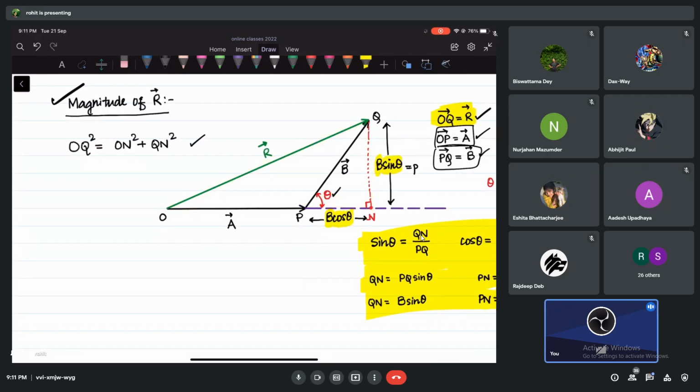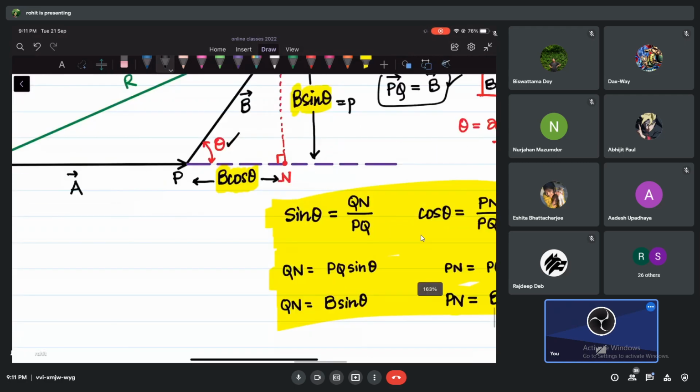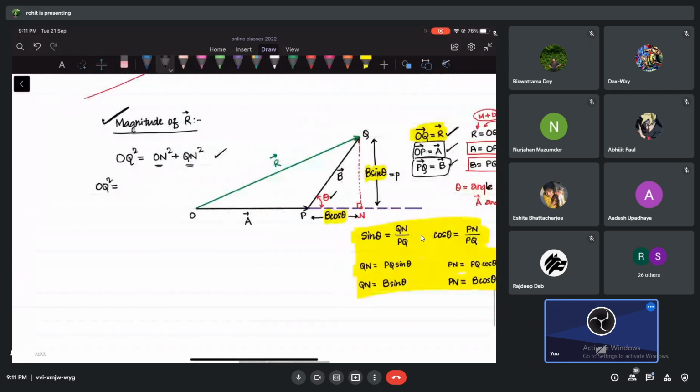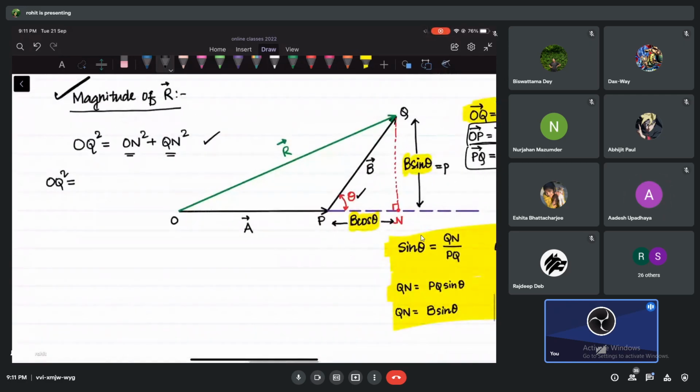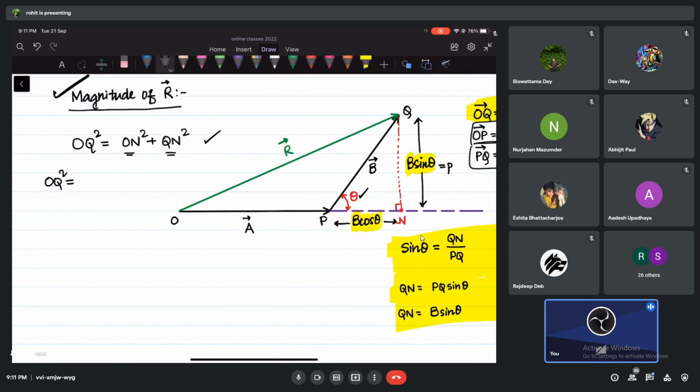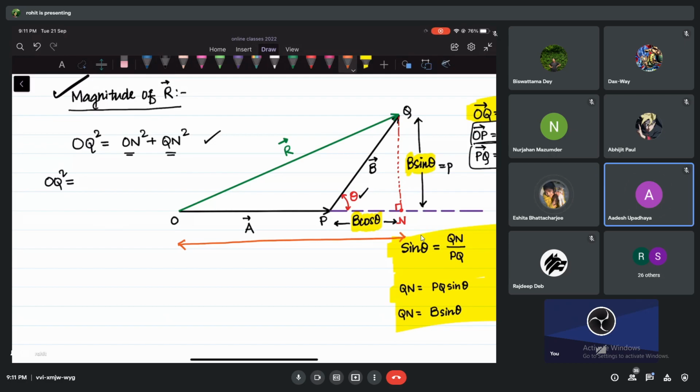So I'm applying that. Let's write down OQ square. What is ON square and QN square? Look at the diagram and tell me. ON represents the length from here to here. In place of this, I can write OP plus PN, you'll agree with me. So ON can be written like this, plus QN, whole thing square.